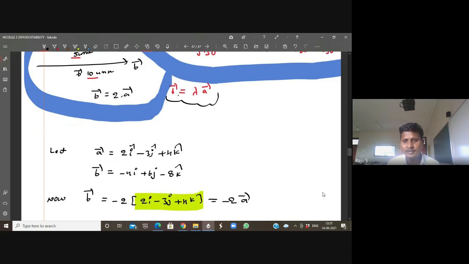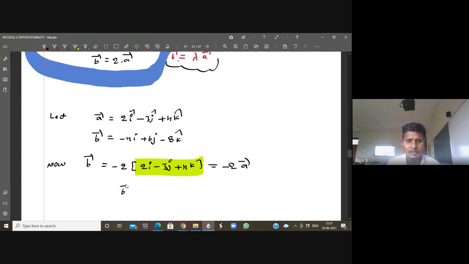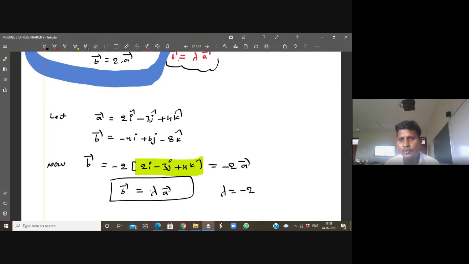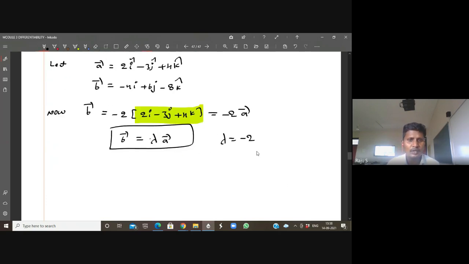Now we express this in the form of B is equal to lambda times of A. Here vector B is equal to lambda times of vector A. What is the lambda value? The lambda is equal to minus 2, which belongs to the real numbers. Therefore A, B are collinear. One vector we can represent as lambda times of the other vector. That's it. Then next.